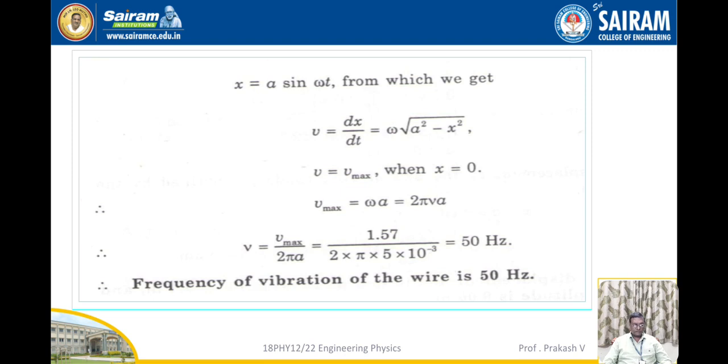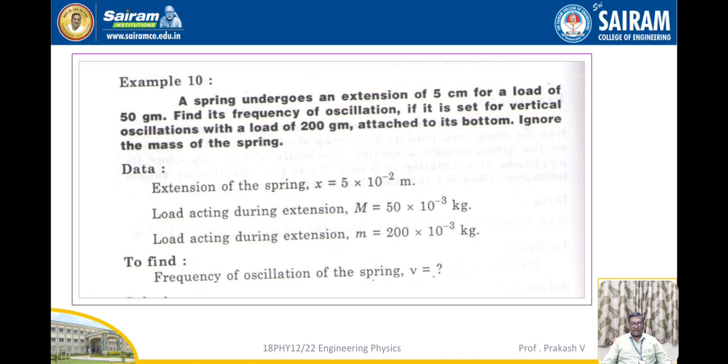Example 10. A spring undergoes an extension of 5 cm for a load of 50 gram. Find its frequency of oscillation if it is set for vertical oscillations with a load of 200 grams attached to its bottom. Ignore the mass of the spring.